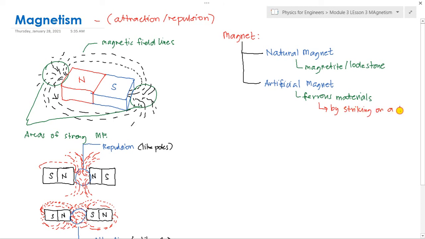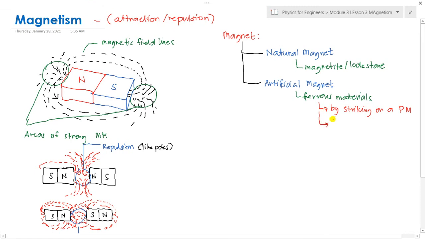So you strike it, and due to this, its crystalline structure inside is disturbed. And due to the presence of the magnetic field in the permanent magnet, the magnetic atoms in the solid get aligned. So it becomes magnetized.